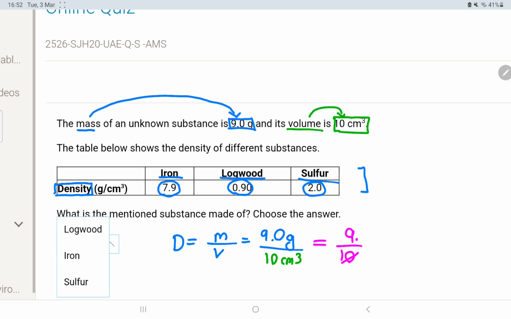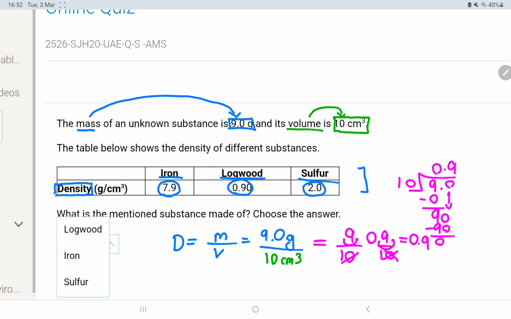Instead of doing all of the long division, just do 9 over 10: remove the 0, add the decimal point at the end, and move it one step to the left. So what do you get? 0.9 as a density. We got the density to be 0.9.